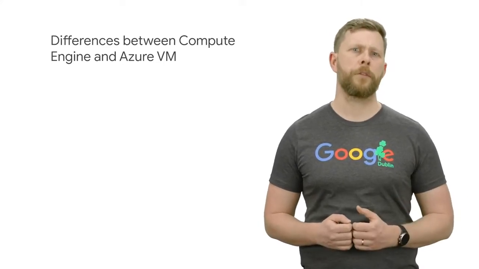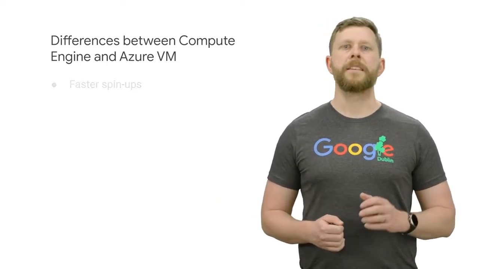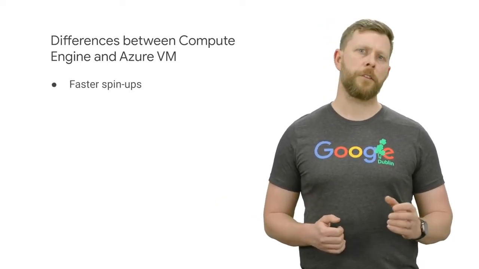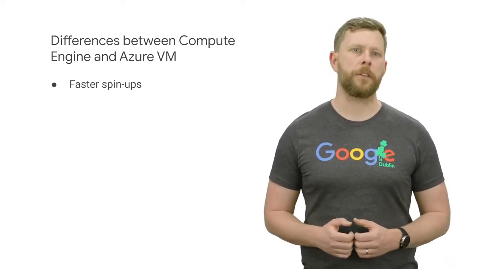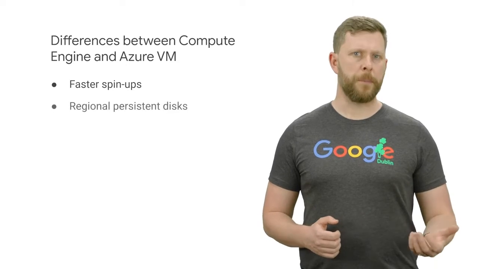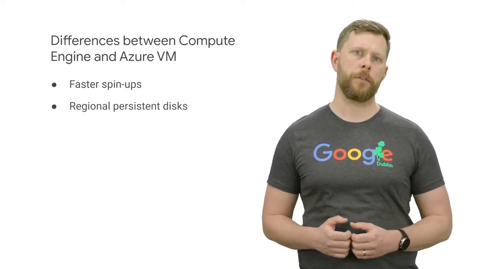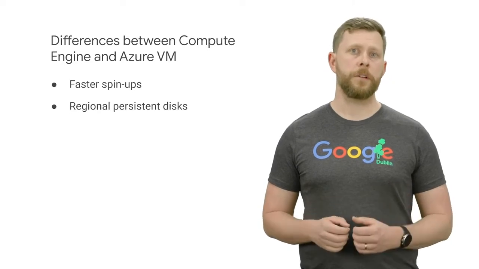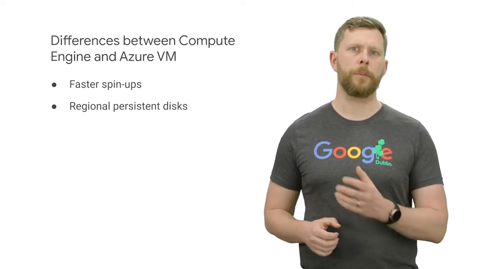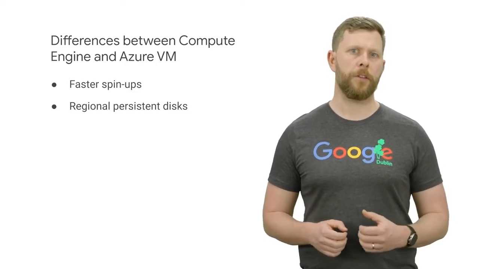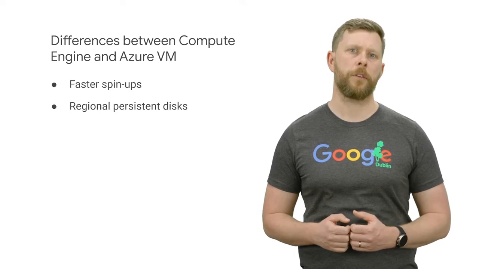Let's look at some of the key differences between Compute Engine and Azure VM. It typically takes a Compute Engine instance about 30 seconds to start. An Azure VM instance can take minutes. GCP and Azure both offer block storage options as part of their compute services. Compute Engine provides persistent disks, and Azure VM provides Azure Blob Storage. Each service has several storage types that cover a range of price and performance characteristics.